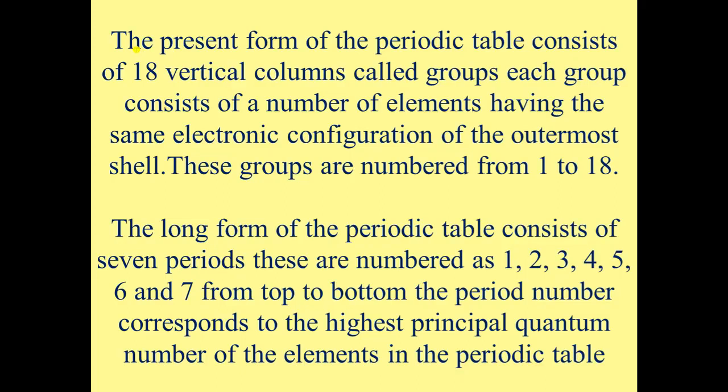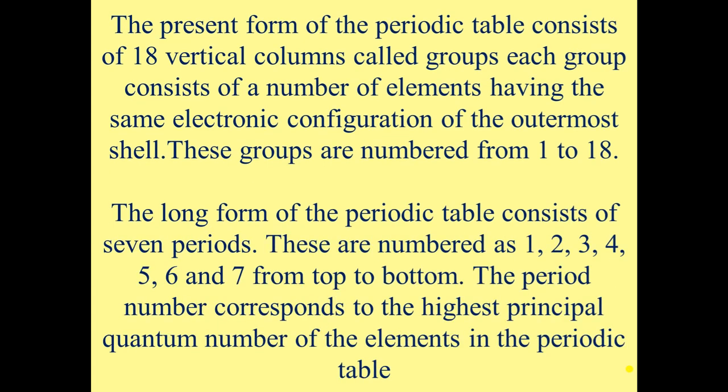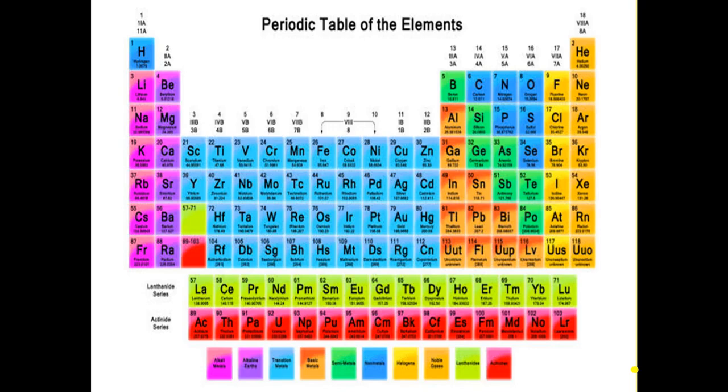The long form of the periodic table consists of 7 periods. These are numbered as 1, 2, 3, 4, 5, 6 and 7. From top to bottom, the period number corresponds to the highest principal quantum number of the elements in the periodic table. Modern periodic table is divided into 4 blocks: s block, p block, d block and f block.